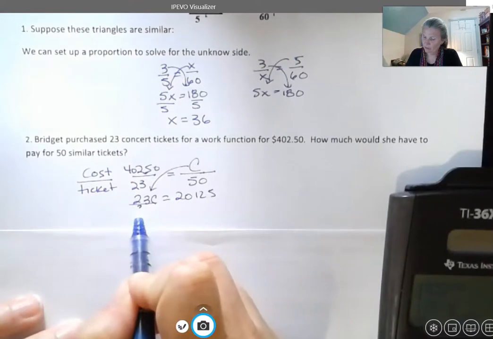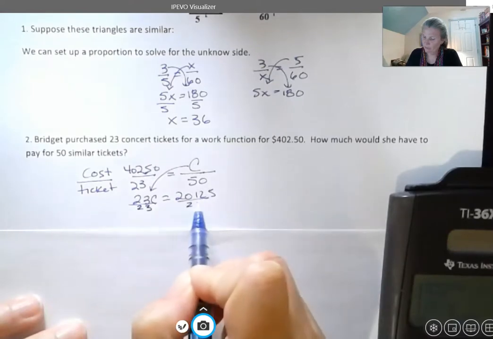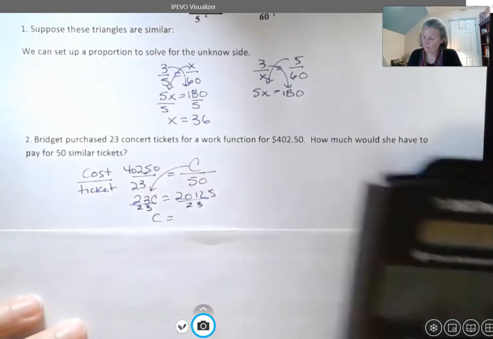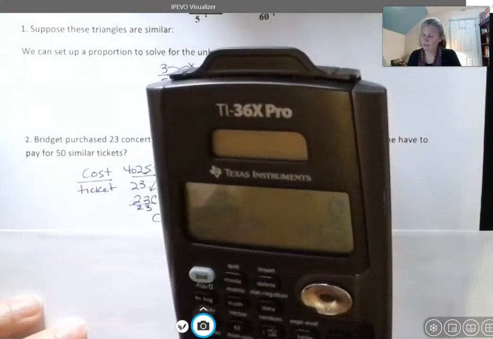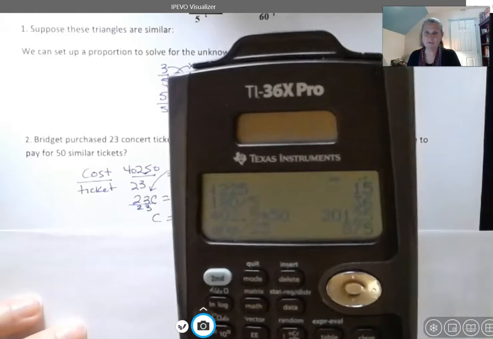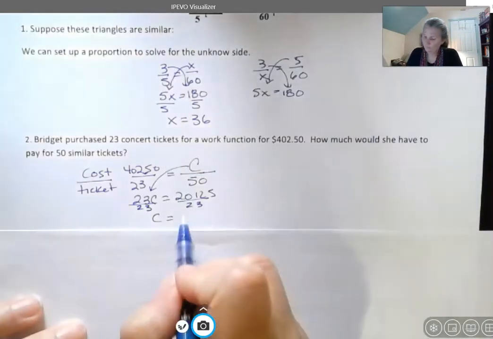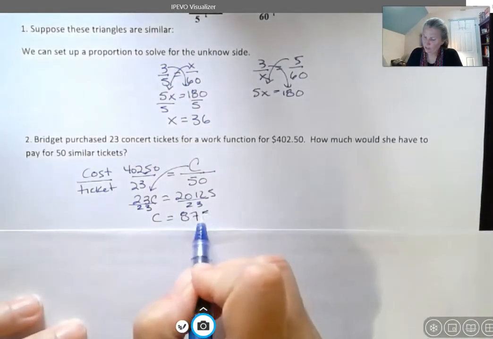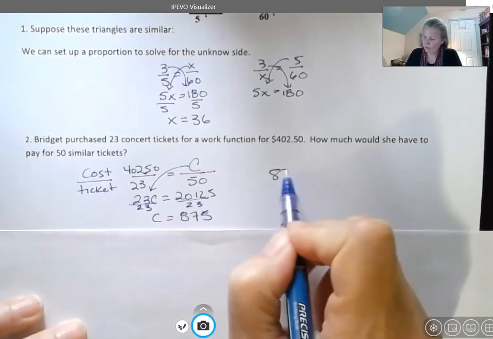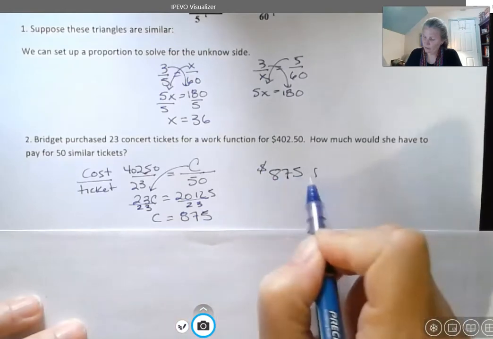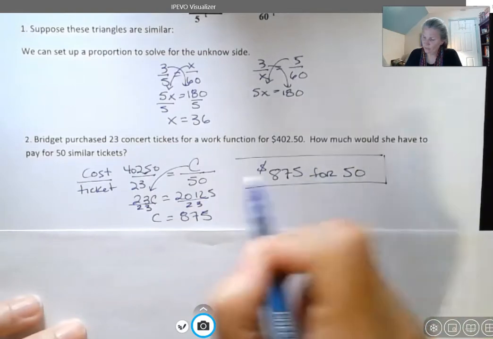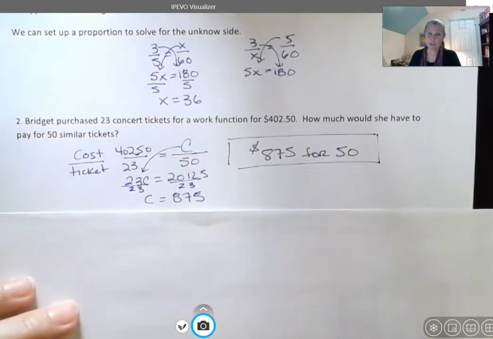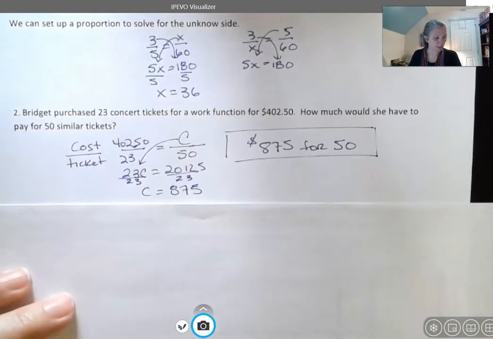And divide both sides by 23. And if I divide that by 23, I get 875. So it would cost $875 for 50 tickets. Okay, so that's just a proportion, a pretty simple proportion to set up there.